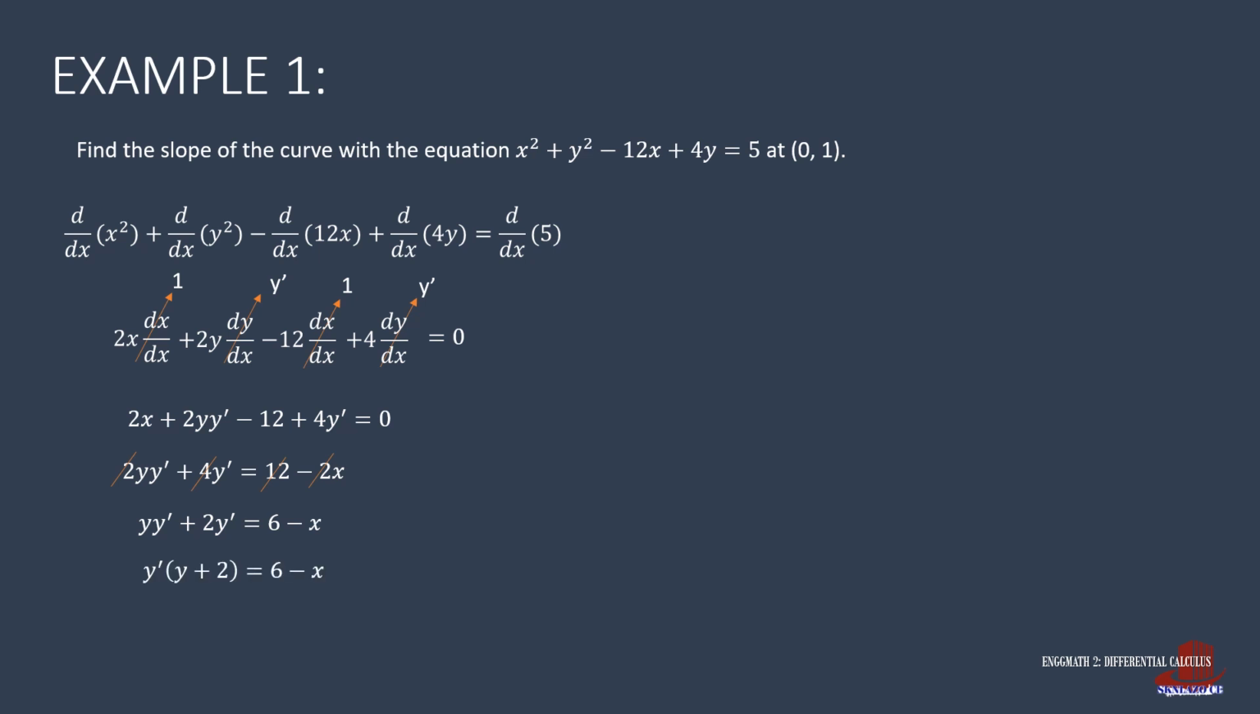Factor out y prime to arrive at y prime times the quantity y plus 2 is equal to 6 minus x. So the derivative of the equation is y prime is equal to 6 minus x all over y plus 2. At this point, we use the coordinates to find the slope. So we plug in x of 0 and y of 1 in the equation to get y prime is 6 over 3, or y prime is equal to 2.